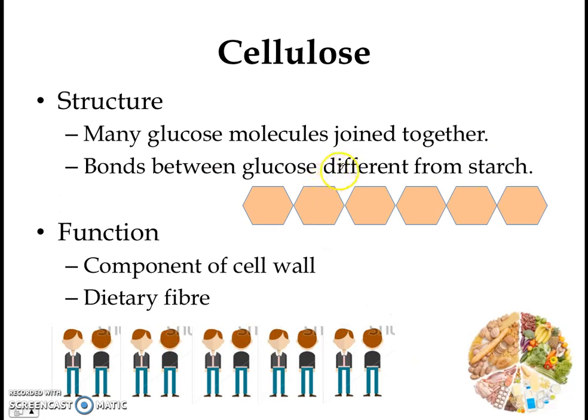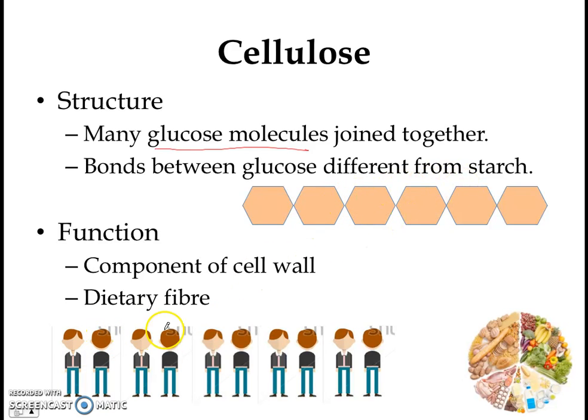Next up, we have cellulose, which is the component of your plant cell wall, and also makes up the dietary fiber which you eat in many vegetables and fruits, and which comes out glamorously out of your bottom. Well, cellulose is also made up of many glucose molecules which are joined together. And it looks a bit like starch, right? Glucose joined together. But the difference is that the bonds between glucose are a little bit different. So the glucose molecules are linked together differently compared to starch.